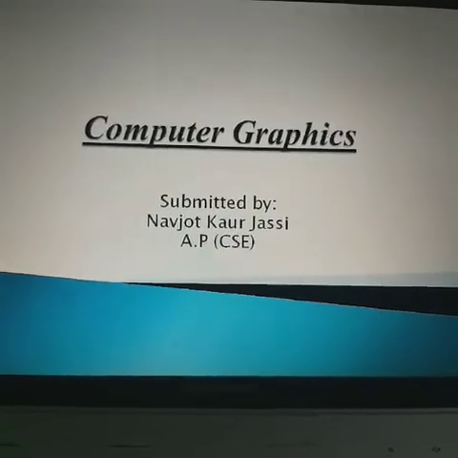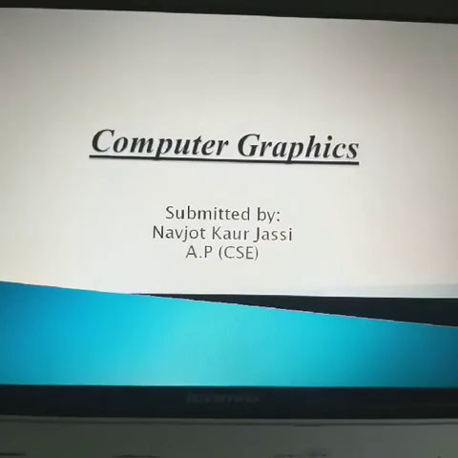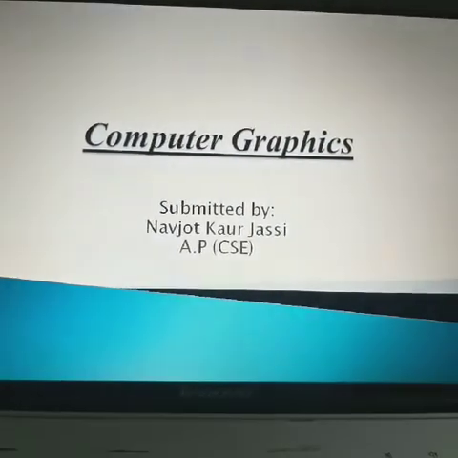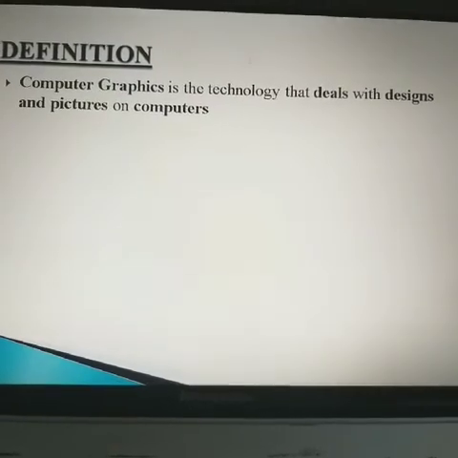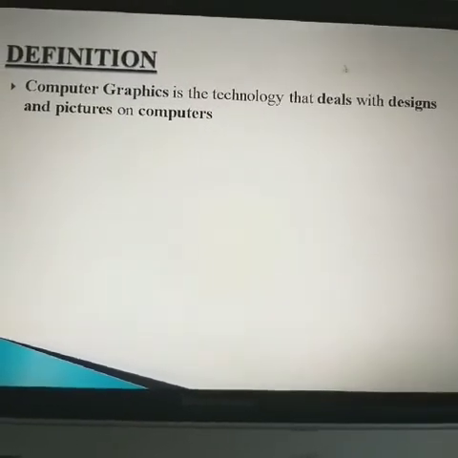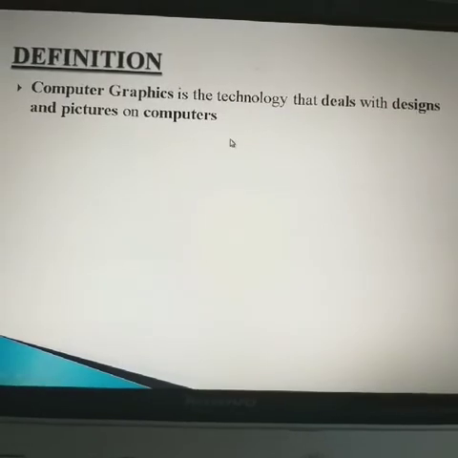Good morning, students. This is the subject computer graphics for the fifth semester students of computer science. So let's start with the definition. Computer graphics is the technology that deals with the design and the pictures on the computer.